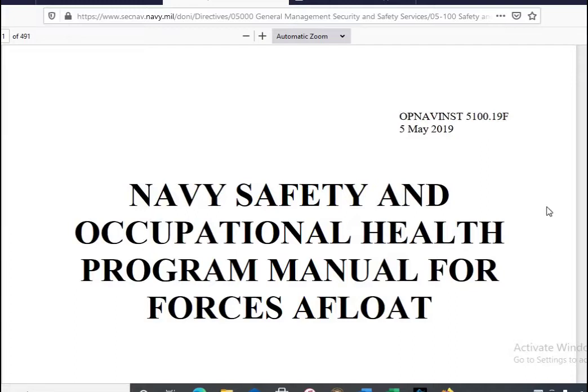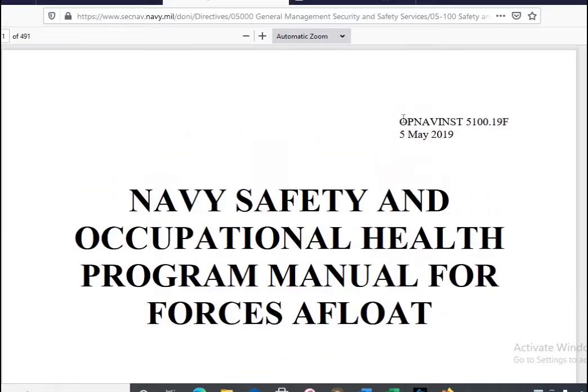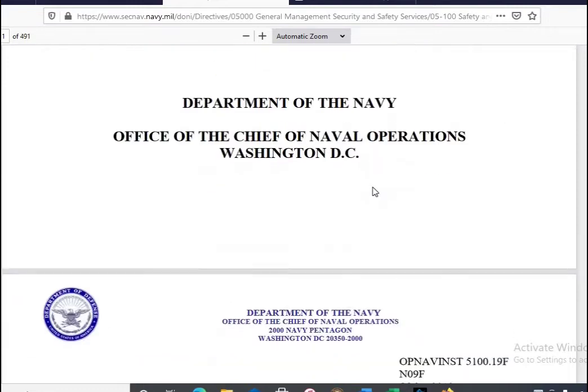Today we're going over OpNav instruction 5100.19 Foxtrot again, but today we're going to be going through Chapter B10. So again, OpNav instruction 5100.19 Foxtrot, as you see here on the home page.